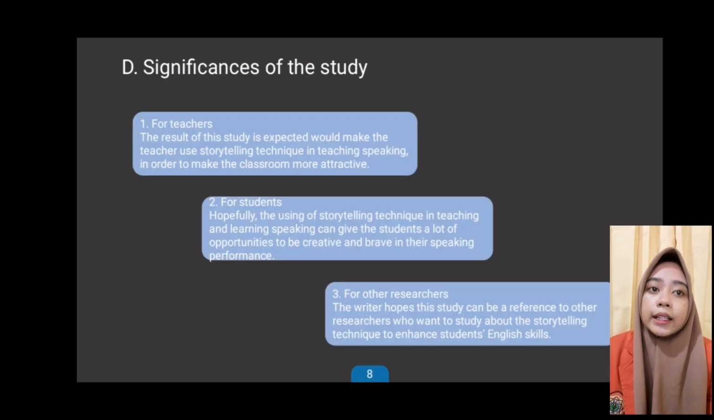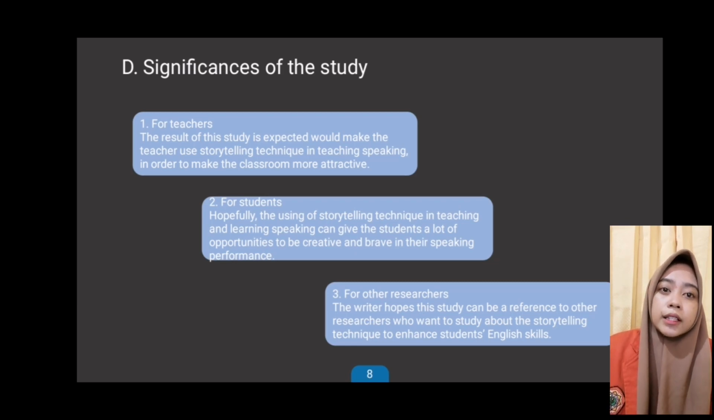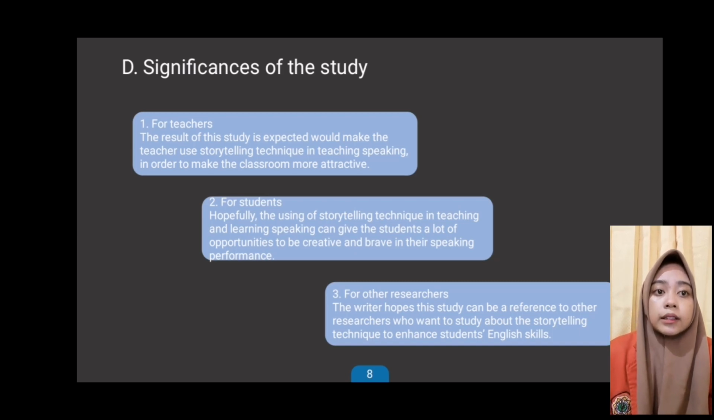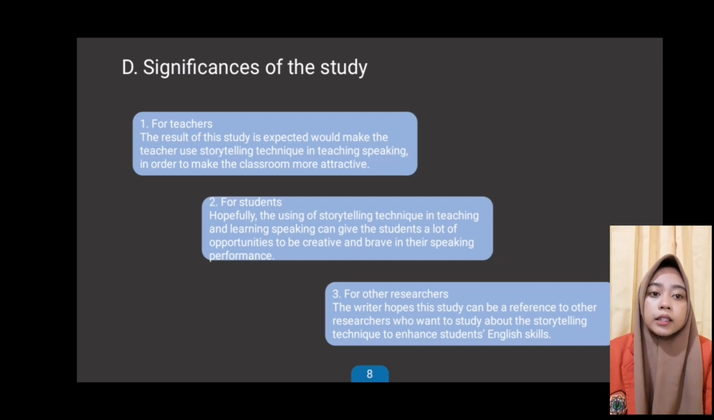The next, significance of the study. Significance of the study has 3 points. Point 1, for teachers. The result of this study is expected to make the teacher use storytelling technique in teaching speaking in order to make the classroom more attractive. Point 2, for students. Hopefully, the use of storytelling technique in teaching and learning speaking can give the students a lot of opportunities to be creative and brave in their speaking performance.